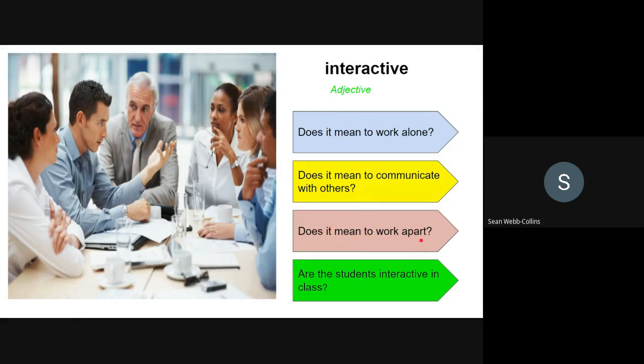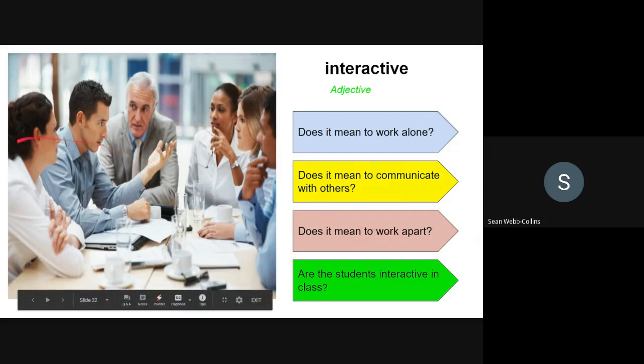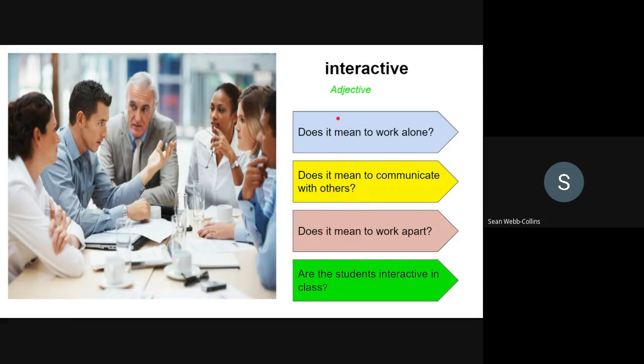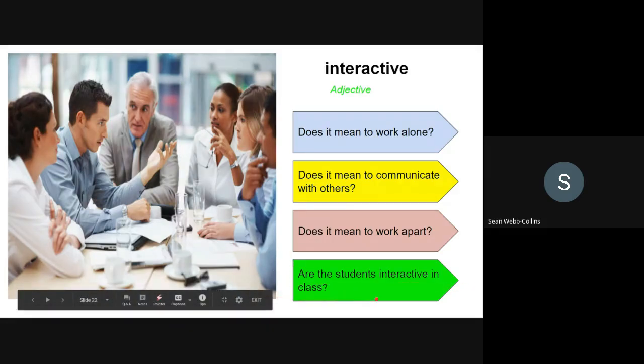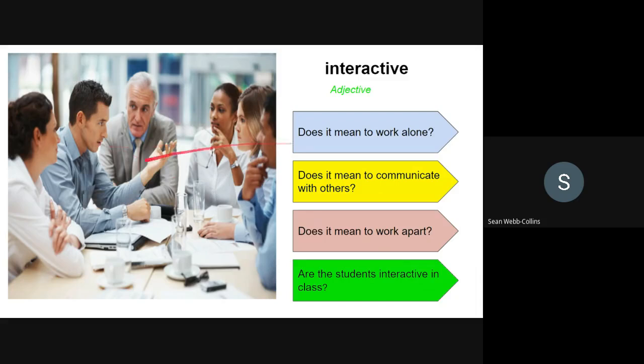Does it mean to work apart? And remember, what does being apart mean? It means being alone, being separated. So does it mean to work apart? Are these people in this picture working apart? No, they're working together. So does interactive mean to work apart? No, it doesn't. Are the students interactive in class? Looks more like a business meeting. But are they interactive? Yes, they're talking back and forth.